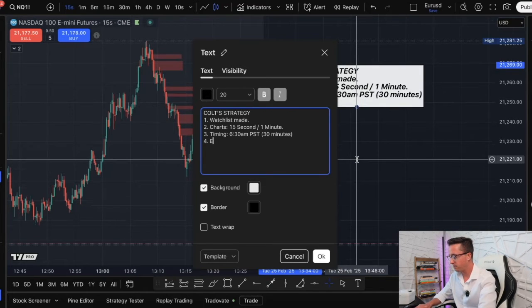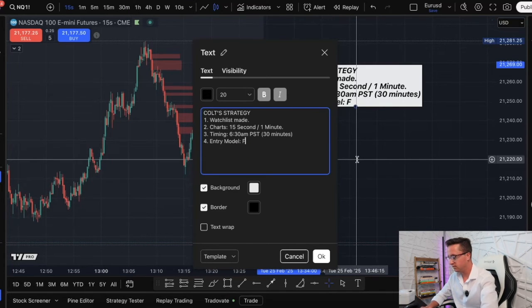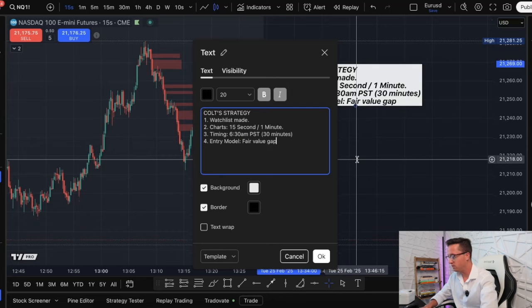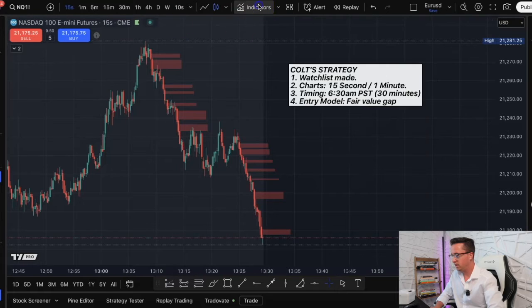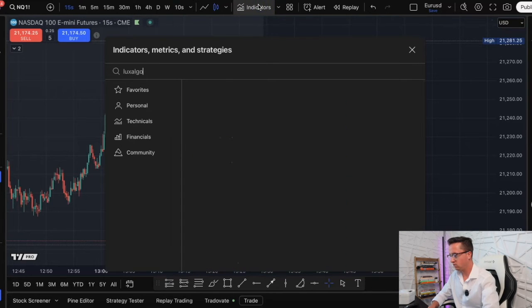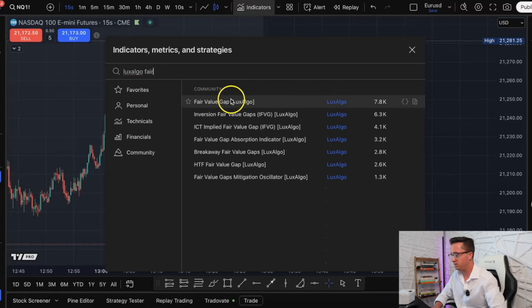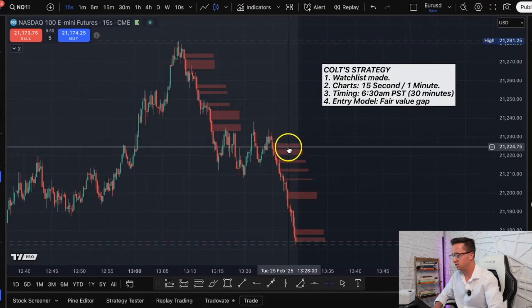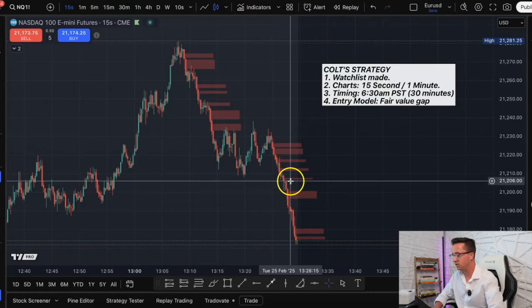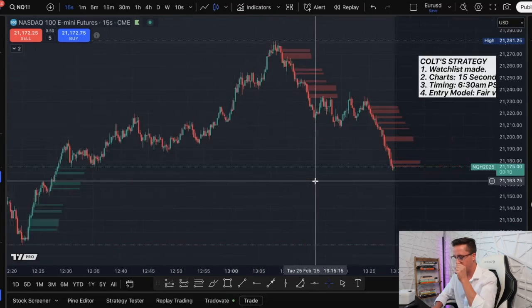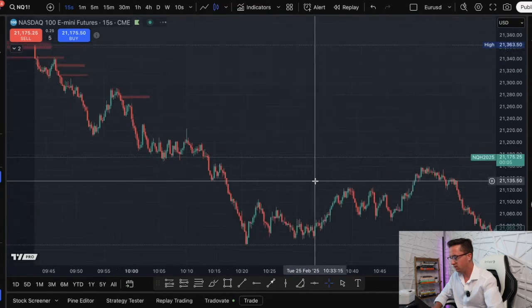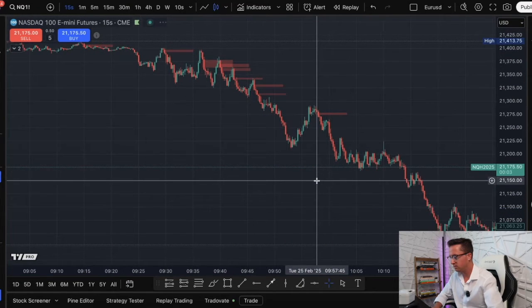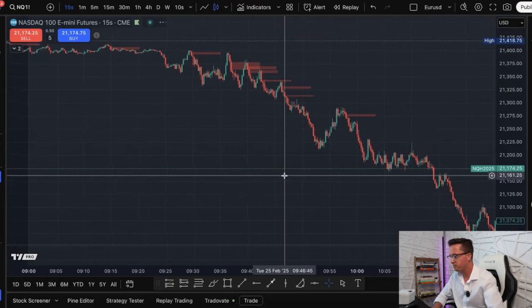Next thing is our entry model, and what we use is a fair value gap. I'm going to explain this for you guys. If you go to your indicators and type in LuxAlgo fair value gap, this indicator is a game changer. You can see all these little rectangles on my chart. That is the fair value gap indicator printing right there. So let's go back to the market open and I'll show you a little trade that I was able to capitalize on earlier today.